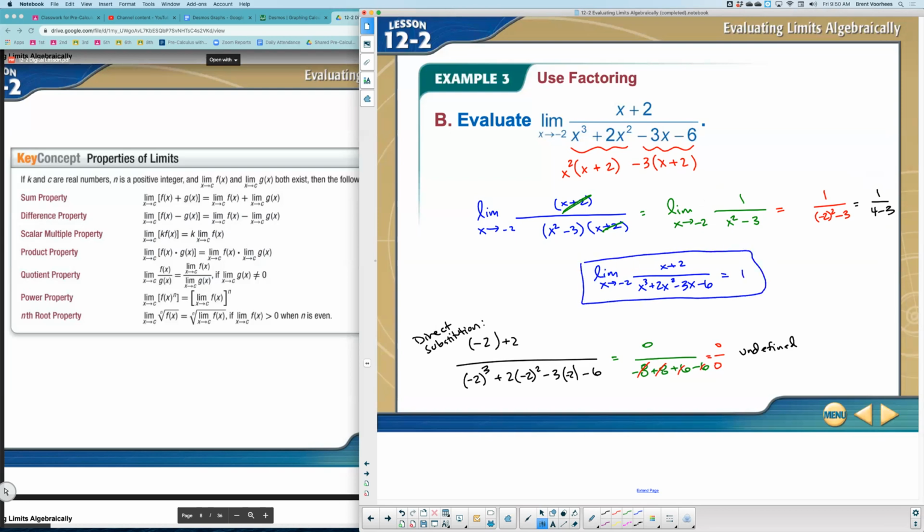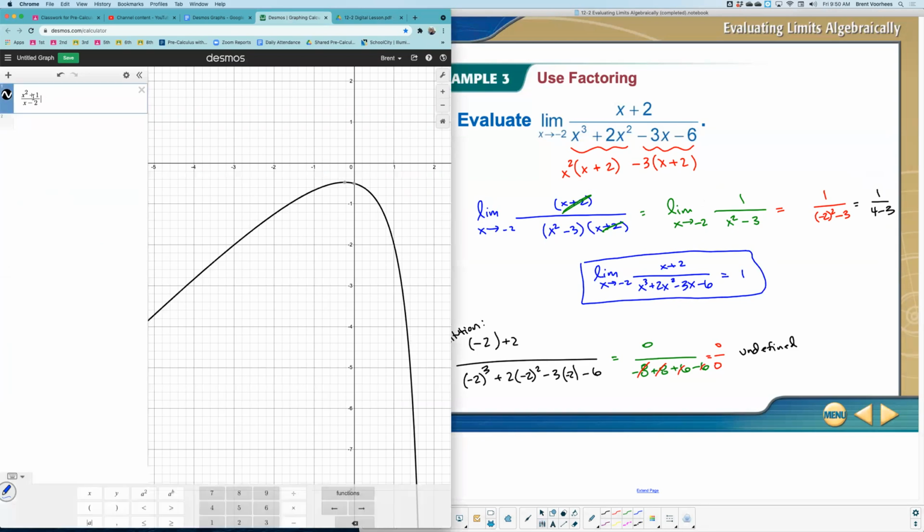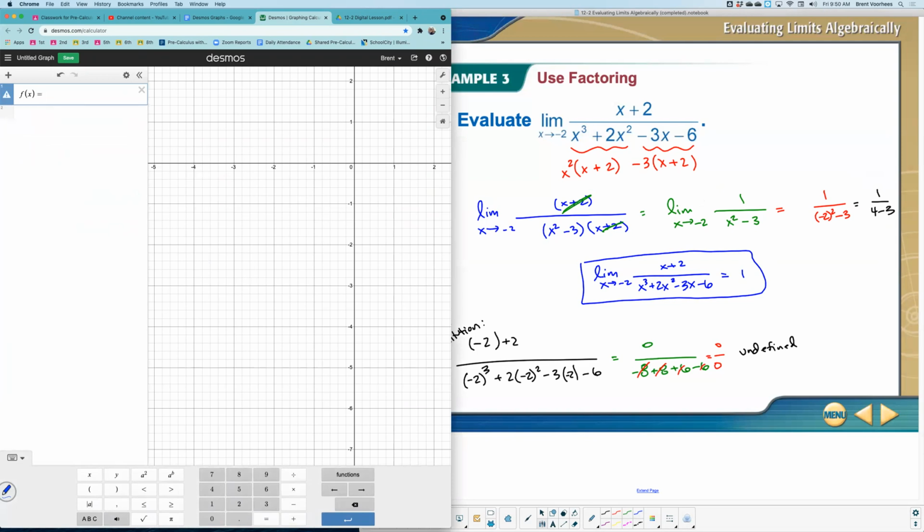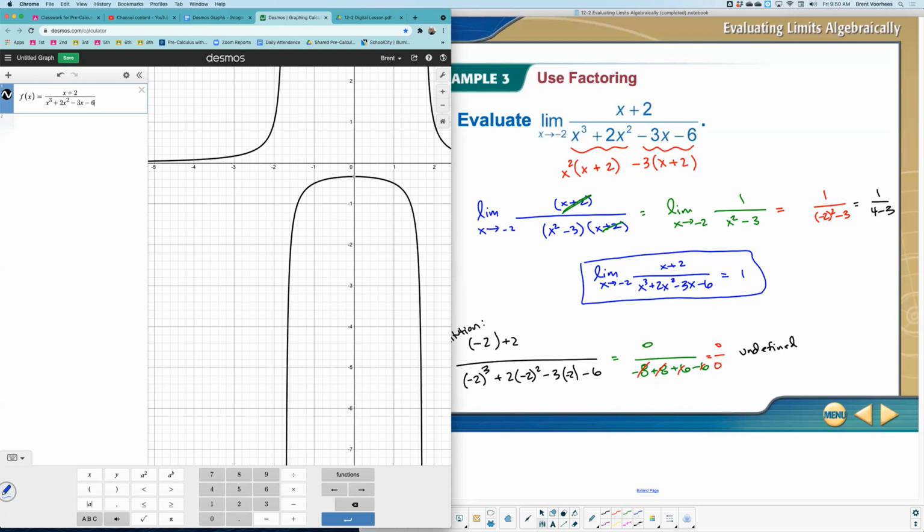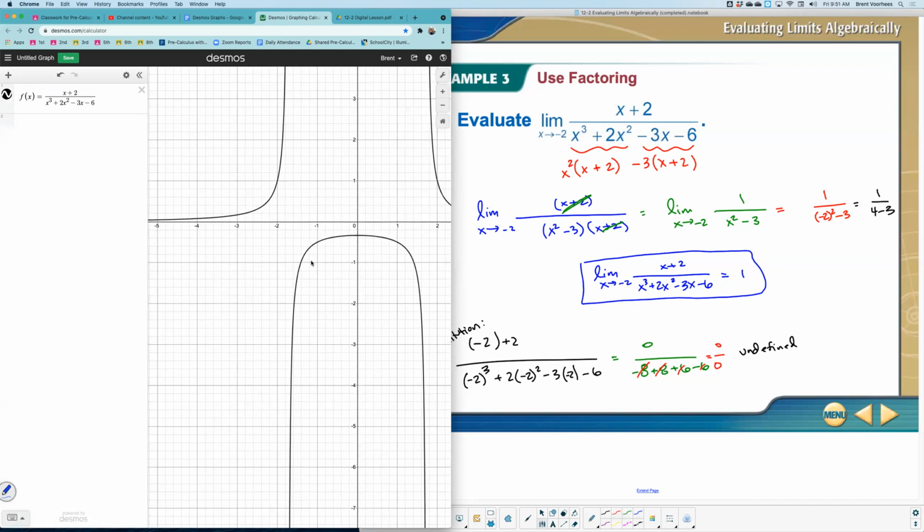Now let's graphically take a look at this picture, because that was quite a problem there. If we wanted to look at this, f of x equals x plus 2 over x cubed plus 2x squared minus 3x minus 6. And we want to close in on the value -2. So we're looking at what's happening as we go to -2. We can see here that from the left side, I've typed this in correctly, I'm seeming to get a graph that's not in agreement.